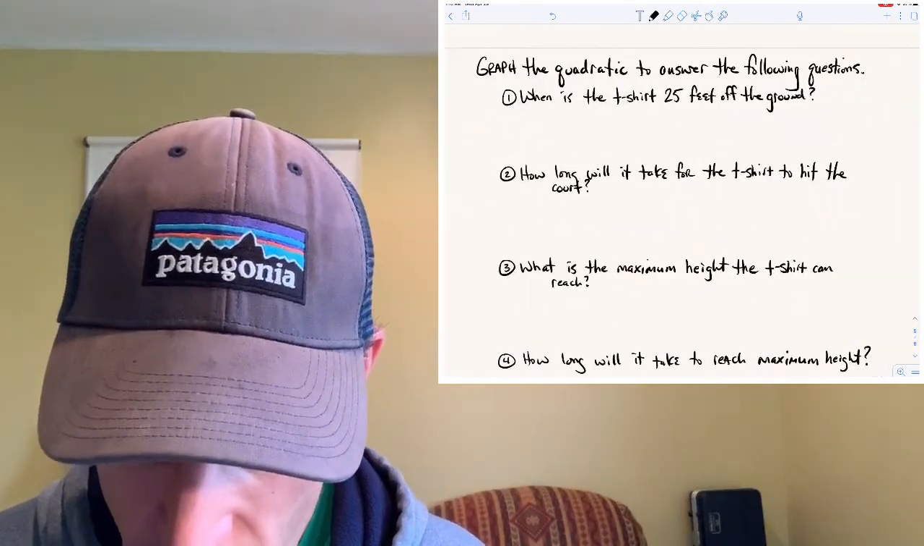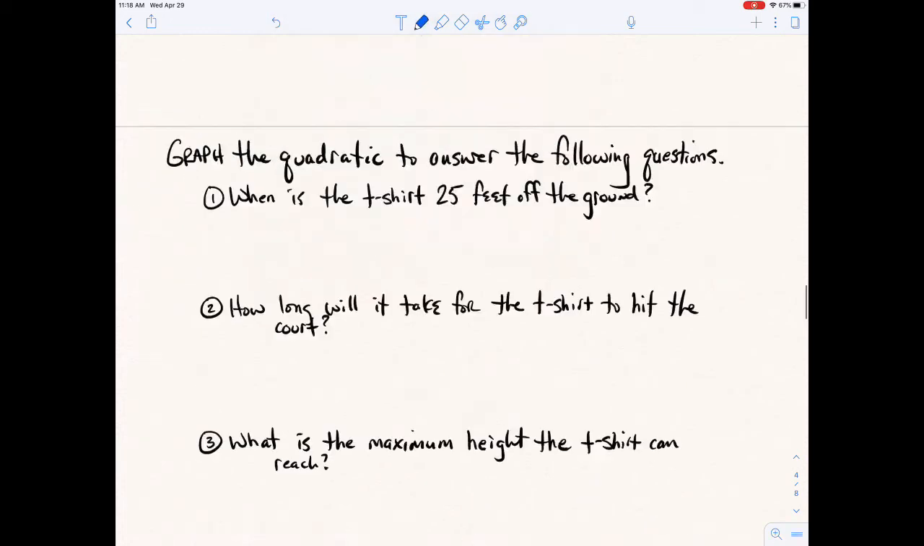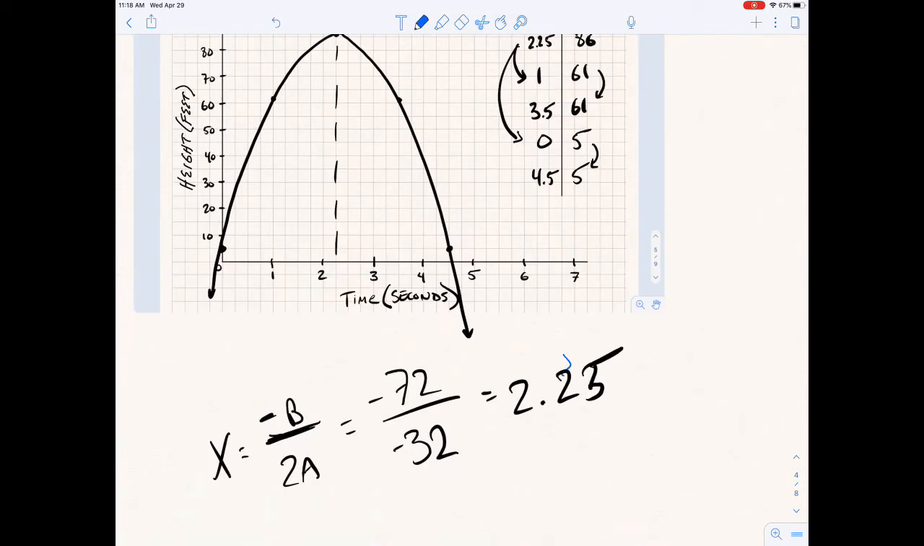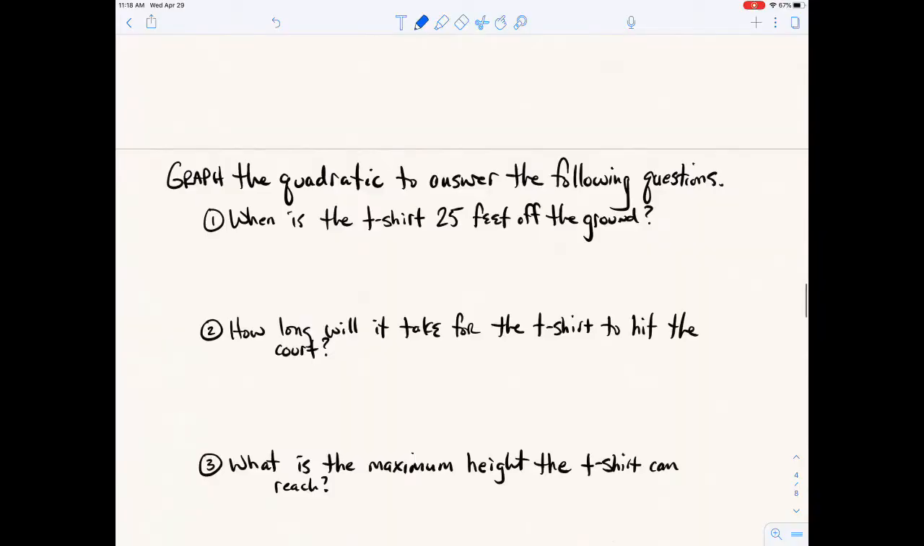So we just made the sketch. When is the t-shirt 25 feet off the ground? Well, that's going to be easy. I'm just going to choose a different color here. We're going to go to 25 feet in height, which is right here. And we're going to identify the 2 points where it is 25 feet off the ground. It looks like one of them is at about 1/4 of a second, and one of them is at about 4 1/4 seconds. So 1/4 second, and 4 1/4 seconds.